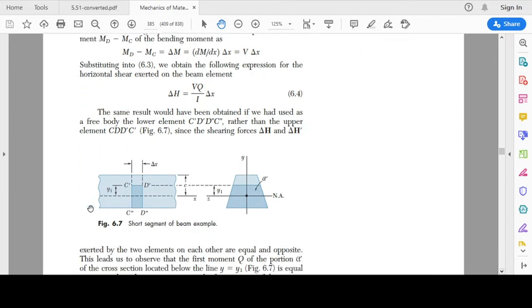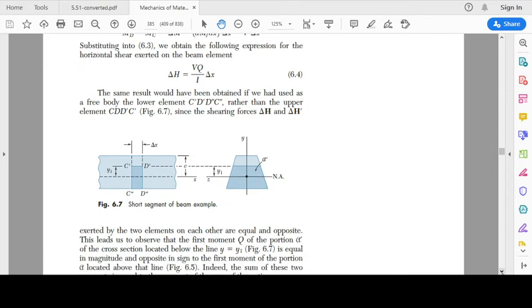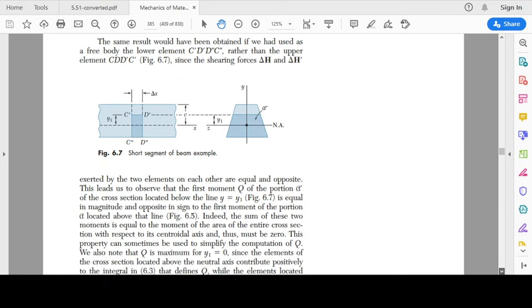If we consider the bottom portion, from C prime D prime to C double prime D double prime, the portion below this line C prime D prime, we will still get the same result. The result is going to be exactly the same. So it doesn't matter which side we consider, the top side or the bottom side. The horizontal shear will come out the same.